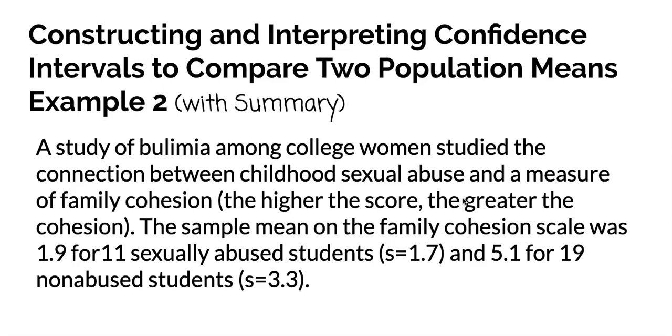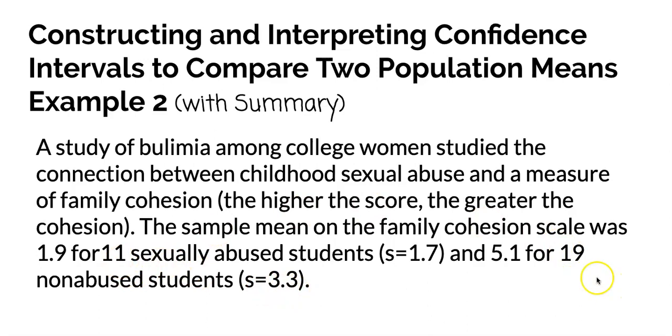The sample mean on the family cohesion scale was 1.9 for 11 sexually abused students. And take a look, in the parentheses, I'm giving s equals 1.7. What does that mean, s? The sample standard deviation for the sexually abused student sample of these 11 students. Now, look at that sample size, and we'll talk about it. It's pretty small, 11. It's not that big. And 5.1 is the sample mean on the family cohesion scale for 19 non-abused students. And the sample standard deviation for that group was 3.3. Now notice the sample size is also different.